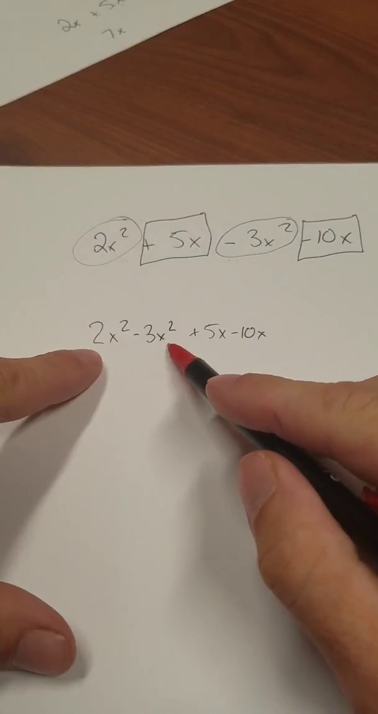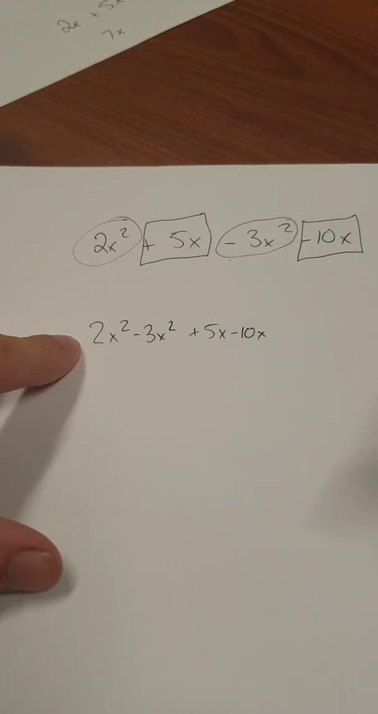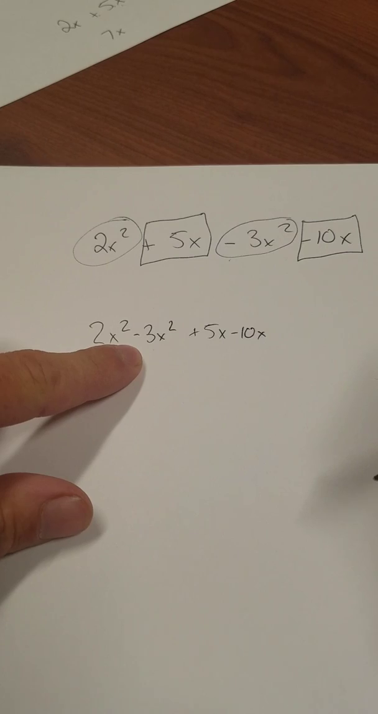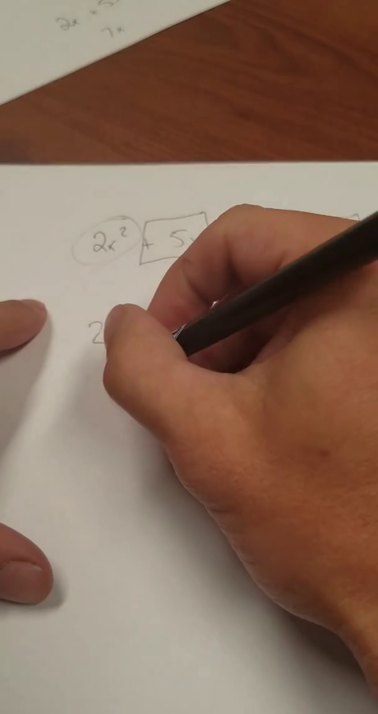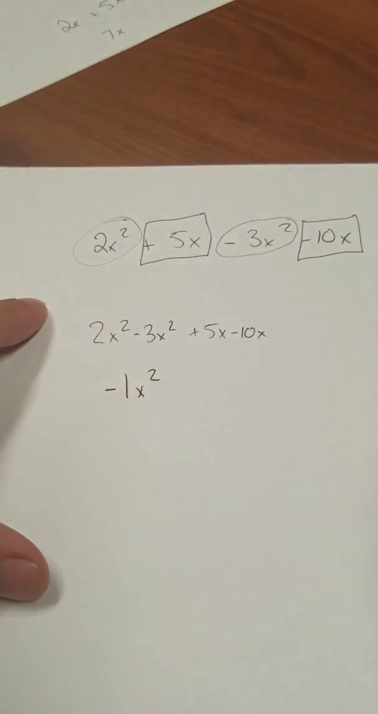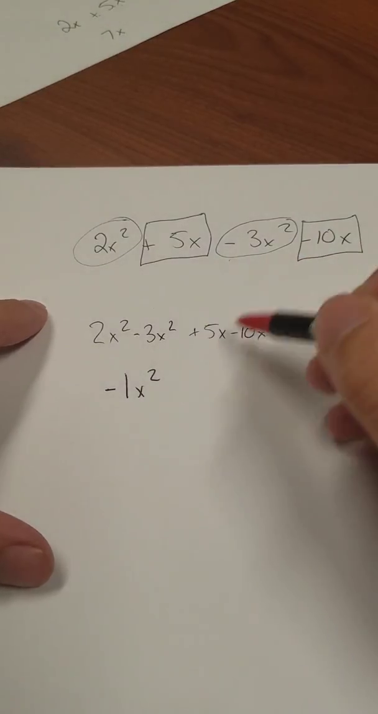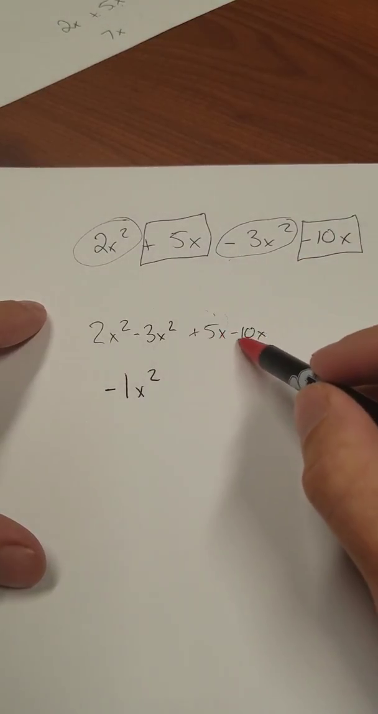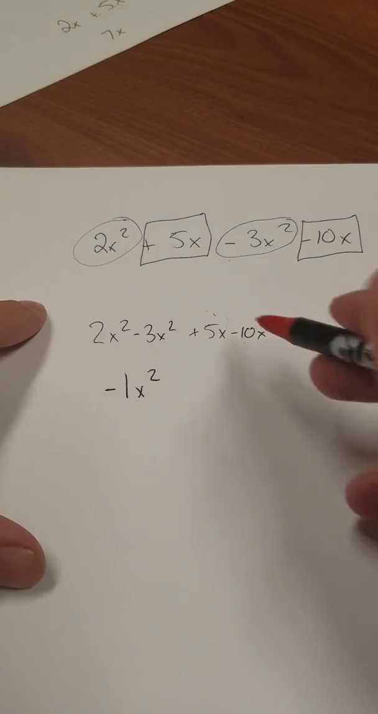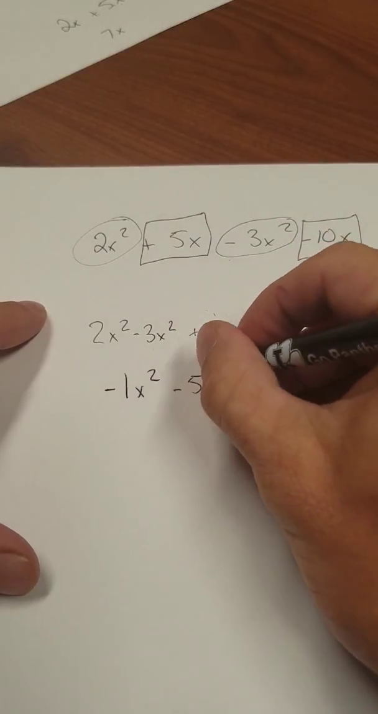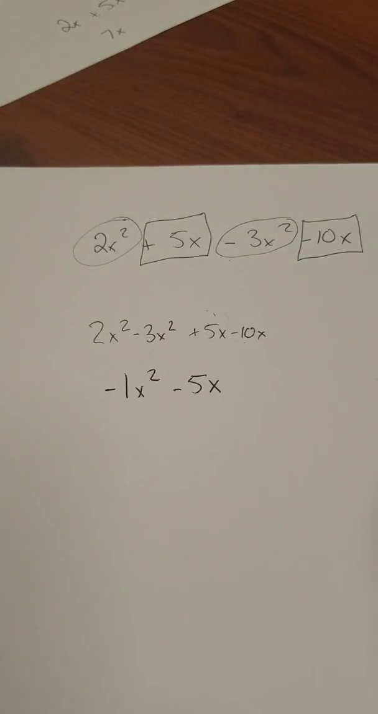Okay? Now combine your like terms. How many x squareds do I have? Well, I have 2x squareds here. I have negative 3x squareds there. Okay? So 2 minus 3, negative 1x squared. Now let's look at this. I have 5 x's and negative 10 x's. Okay, so 5 minus 10 is negative 5, and what are they? They are x's. So that's combining like terms. If you have a lot of them all over the place, rearrange it so that all the like terms are going to be grouped together, and then combine like terms.